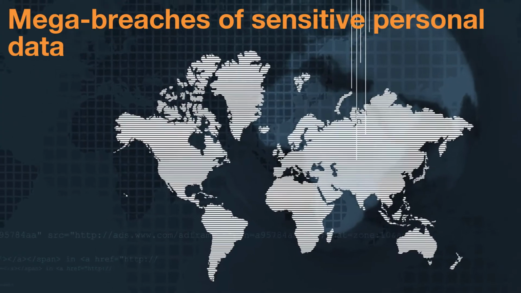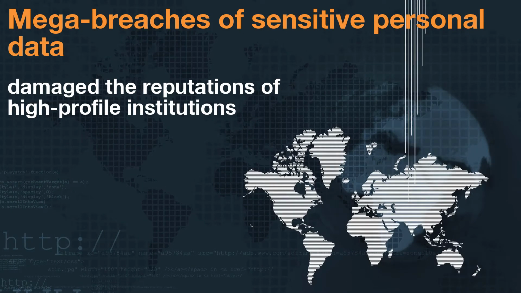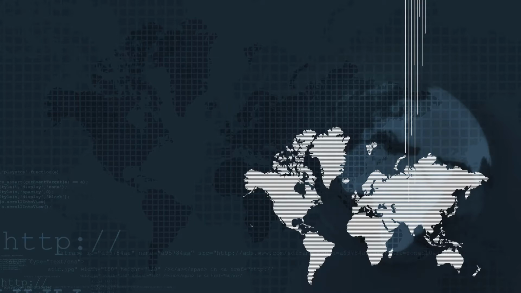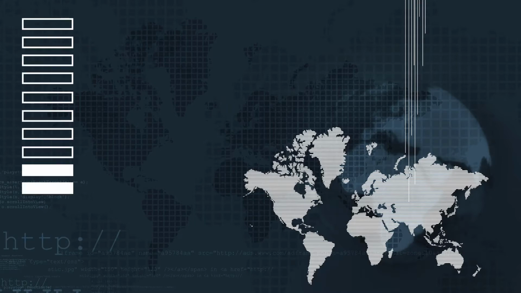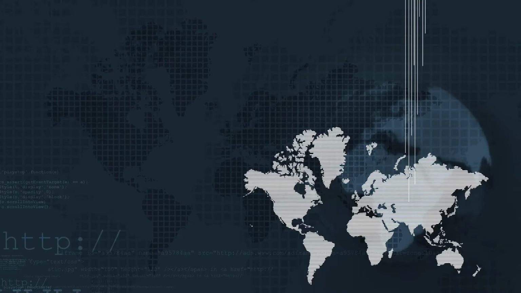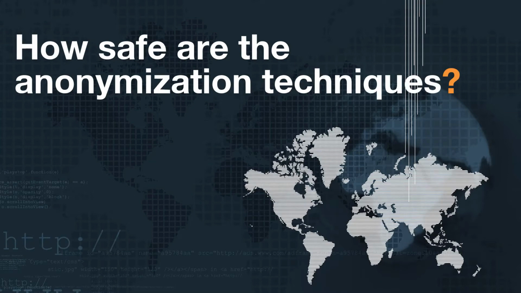Mega breaches of sensitive personal data have damaged the reputations of high-profile institutions and cost millions in fines. The industry response? Well, Gartner predicts by 2021, 40% of global enterprises will be using data masking and anonymization technology. That's a double-digit growth from last year. But what constitutes personal data, and how safe are the anonymization techniques?